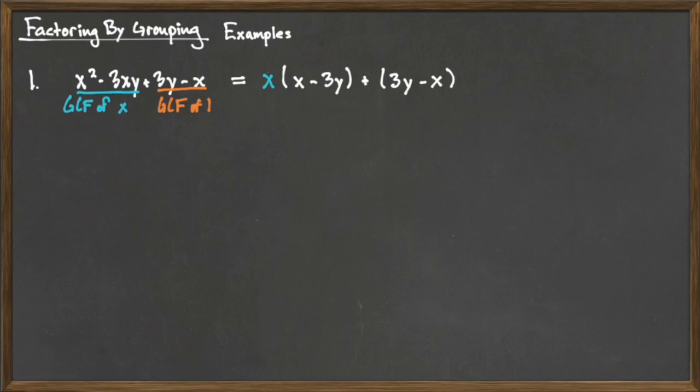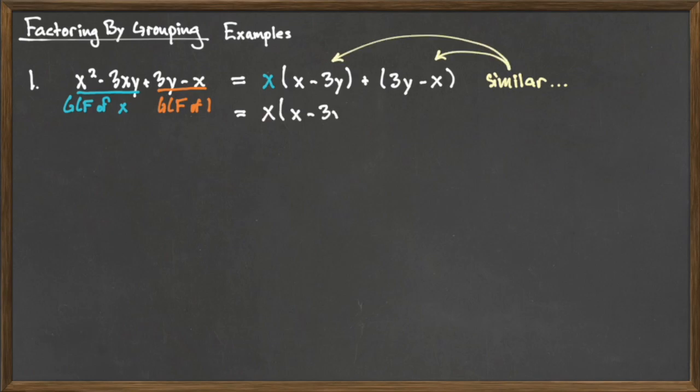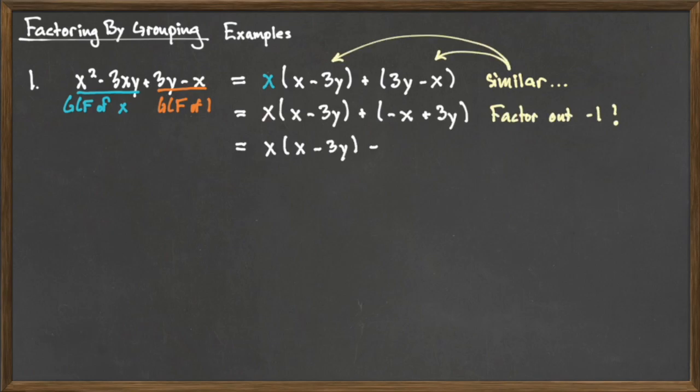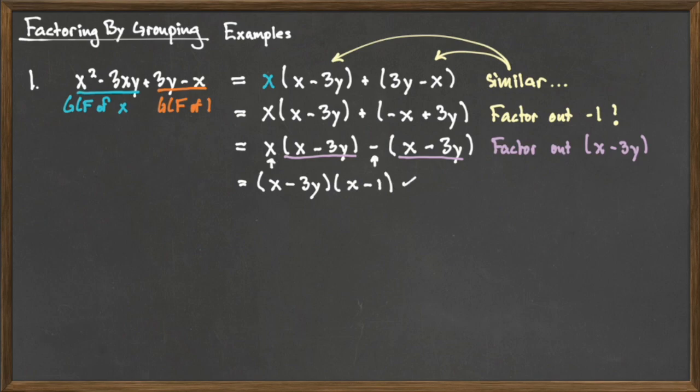First, let me rearrange the order of the terms in that second quantity. I'm going to write that as -x plus 3y. Now I'm going to factor out that -1, and this is going to give me x times x minus 3y minus the quantity x minus 3y. Since I have two copies of x minus 3y, I can factor that out front, and I leave behind the quantity x minus 1. Therefore, as my final factorization, I get the quantity x minus 3y times the quantity x minus 1, and we're done.